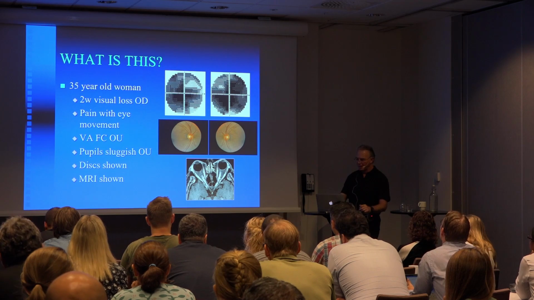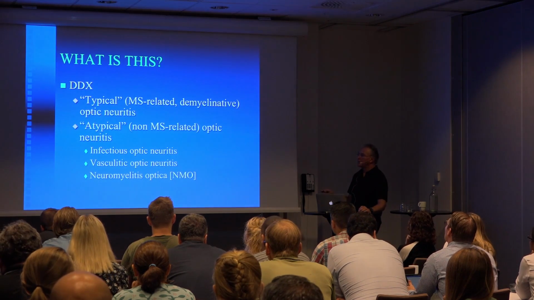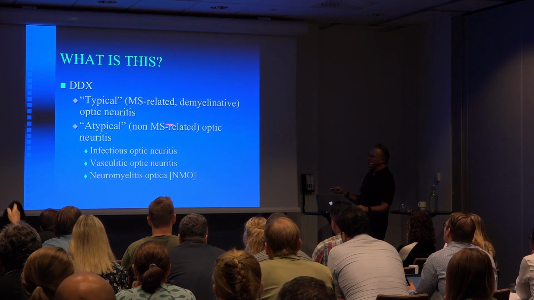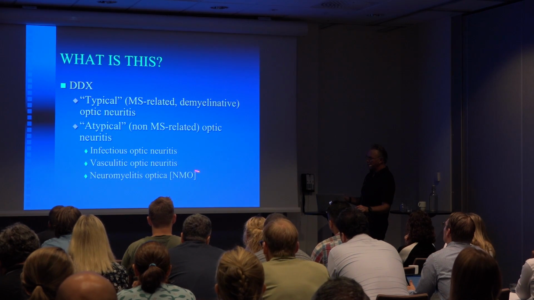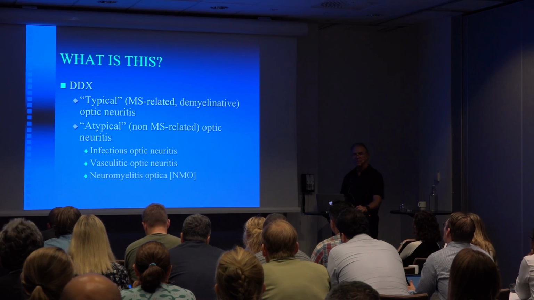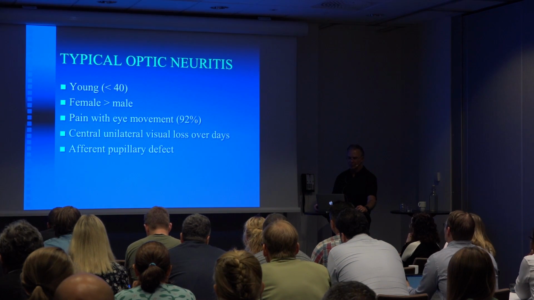And you have to be able to think about those and sort them out. One of them, the first one, was the MS-related optic neuritis. The second one was an infectious optic neuritis. And the third one was neuromyelitis optica. So we'll talk about those individually here.